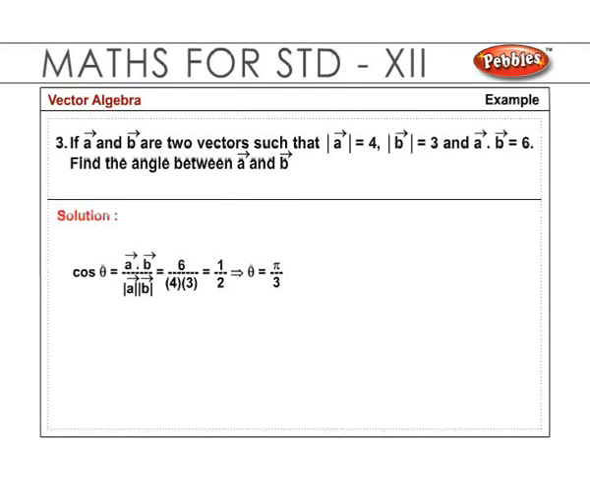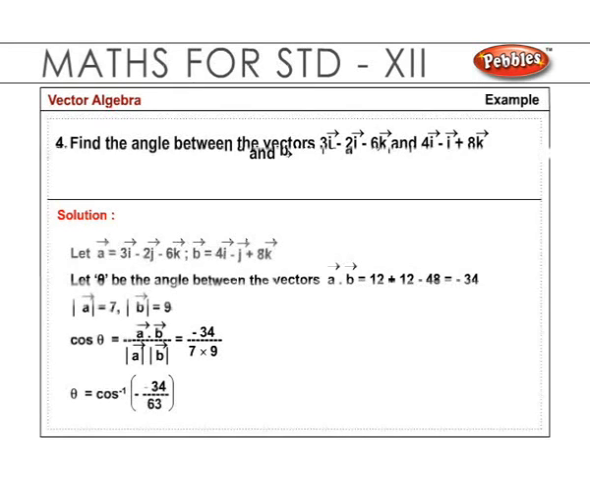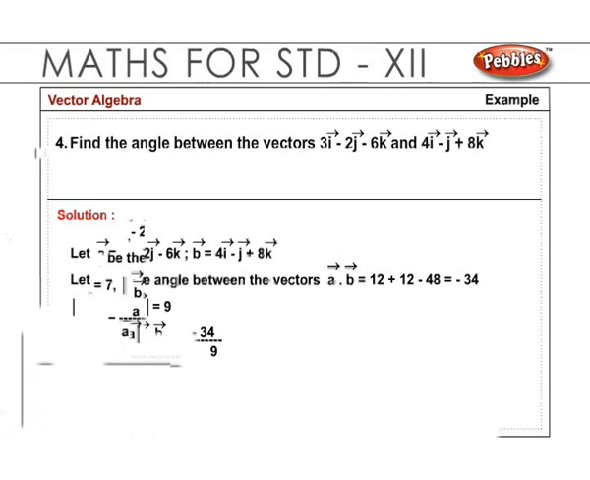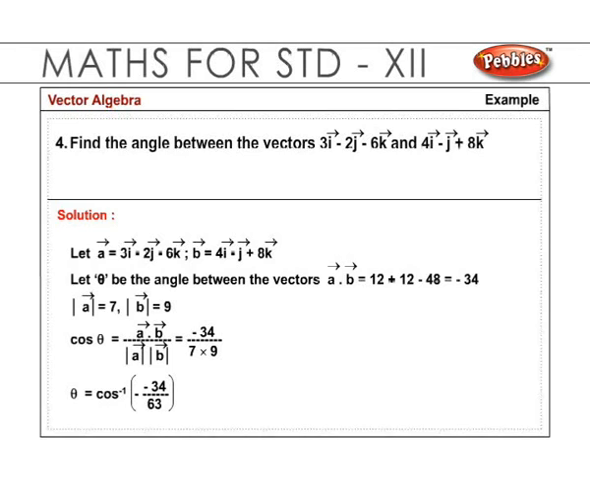For the above example, substitute the given data: modulus A is equal to 4, modulus B is equal to 3, and A dot B is equal to 6. In the formula, cos theta is equal to A dot B by modulus A modulus B, we get cos theta is equal to 1 by 2. This implies theta is equal to pi by 3. For the next example, let theta be the angle between the vectors. In order to find theta, we use the formula shown above. Substituting the values in the given formula, we get the required angle.